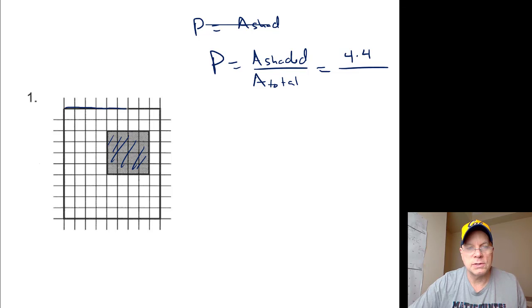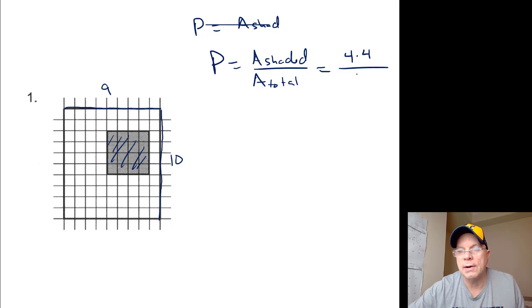4, 5, 6, 7, 8, 9. I'm not going to assume it's a square. I'm going to make sure: 1, 2, 3, 4, 5, 6, 7, 8, 9, 10. Good thing I checked. Not a square. It's a 9 by 10 rectangle.